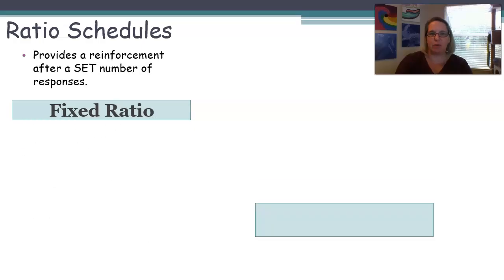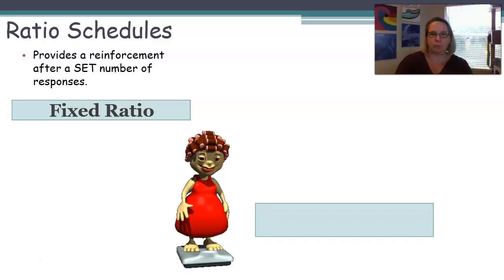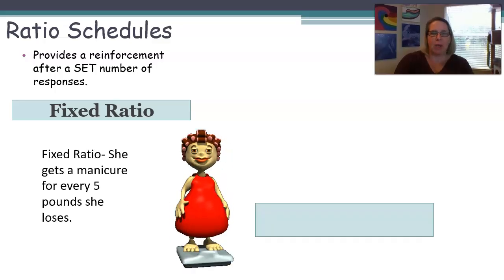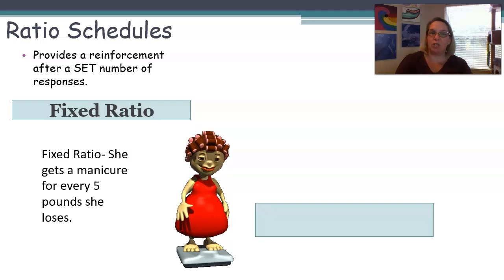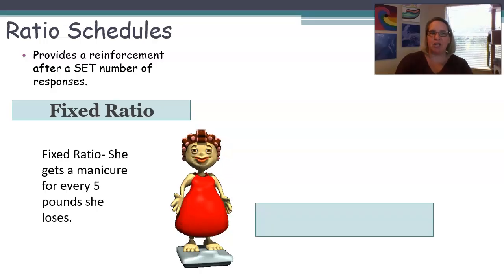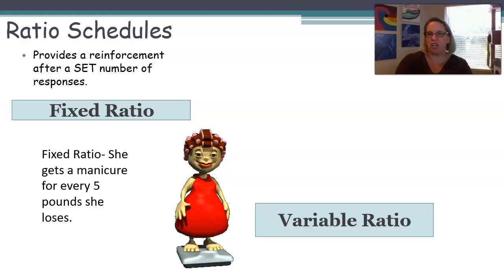So we have fixed ratio. Fixed ratio provides a reinforcement after a set number of responses. Please highlight, circle, underline, number. For example, this woman is on a diet, so she gets a manicure after every 5 pounds she loses. She's trying to reinforce her dieting behavior, so she's going to reward herself after every 5 pounds that she loses. She goes to get a manicure.